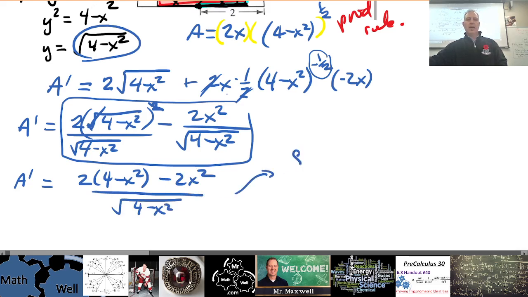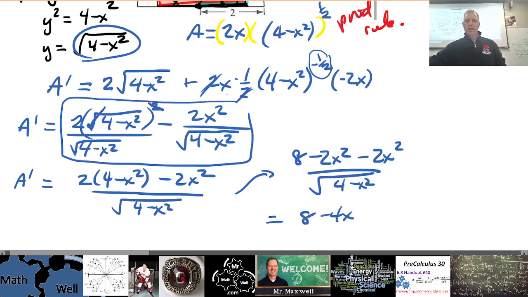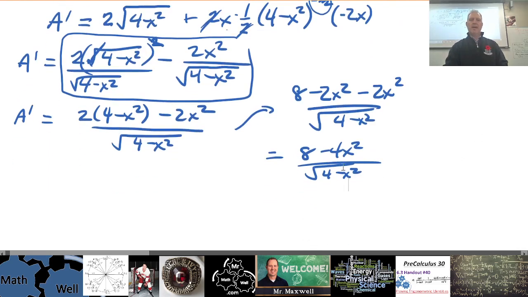Simplifying that, it's going to be 8 minus 2x squared minus 2x squared. Nope, yeah, plus minus. Let me double check that. It's minus. Yep. So we've got 8 minus 4x squared on top. And we can factor that now or later. So, okay.